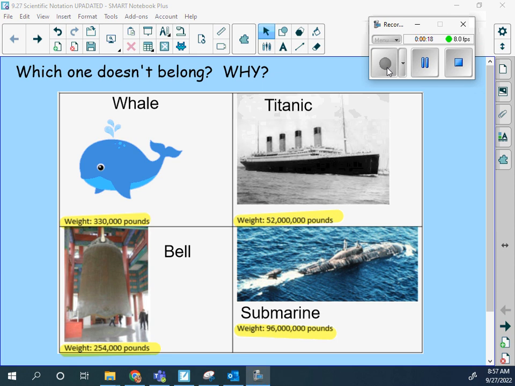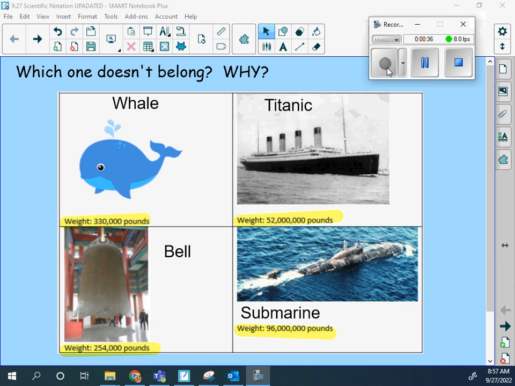Okay, so something because it is the largest in weight. Okay, Libby? Titanic, because it's swimming in the space specifically. Oh, I see. It has a specific name, Titanic, versus like just a bell, a submarine, a whale. Okay, these are really good.